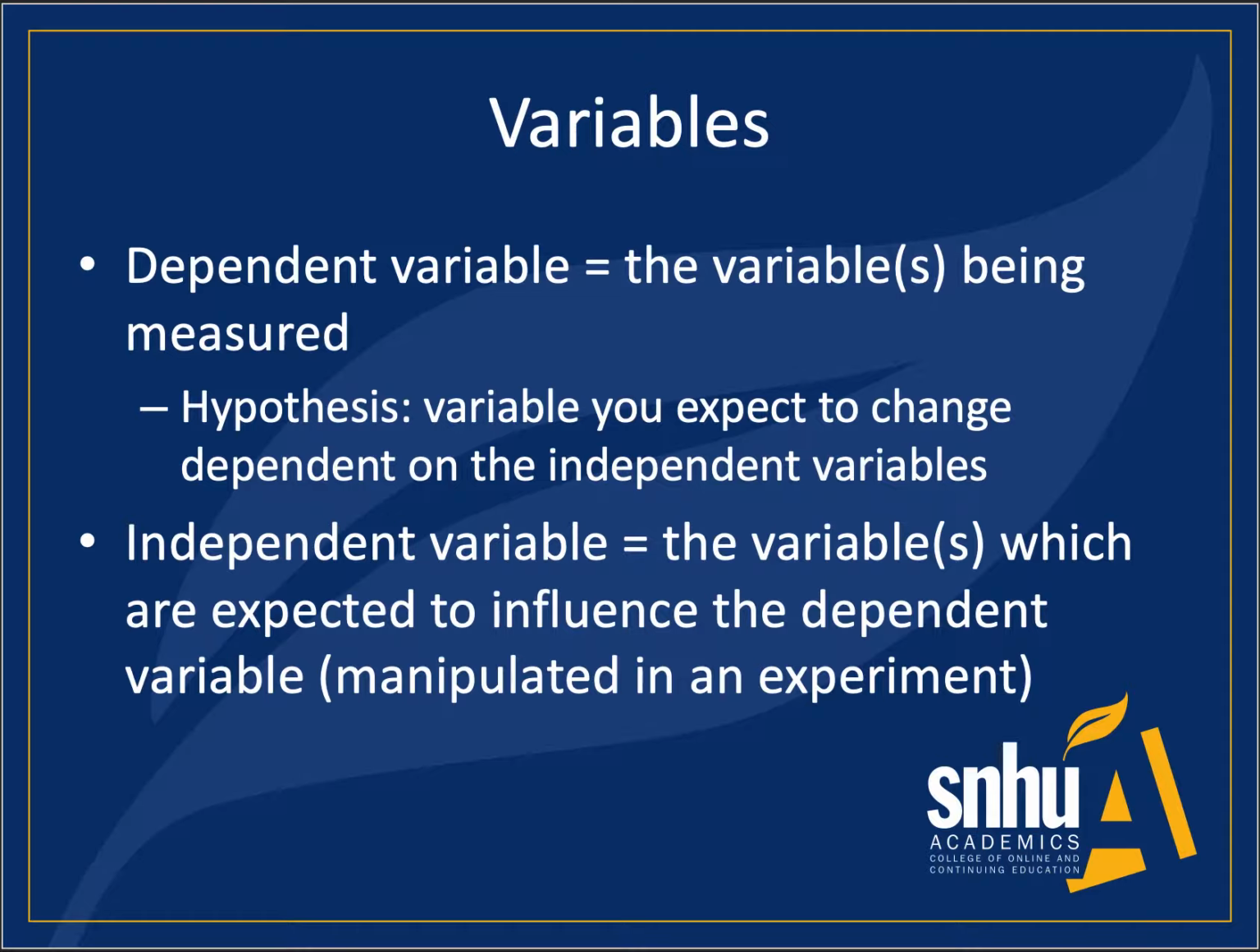The independent variable is the variable that you expect to influence it, or in the case of an experiment, it's the variable that's being manipulated, to see whether or not it has an impact on the dependent variable. So in my example, the online versus brick and mortar aspect is the independent variable. If a student is teaching or learning online, then their stress level will be higher.